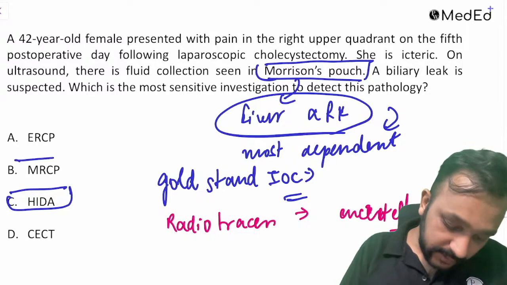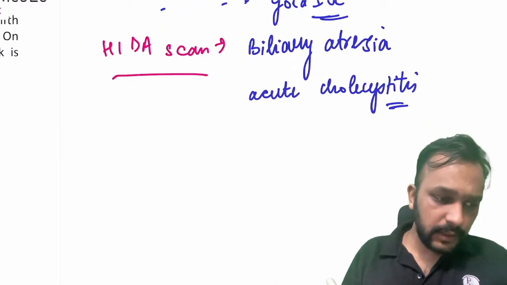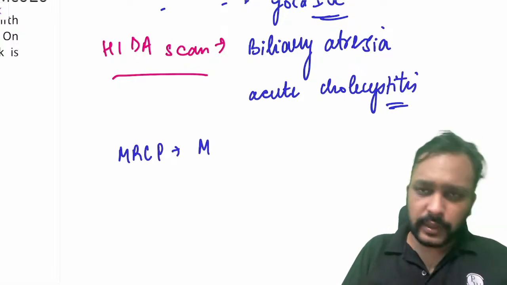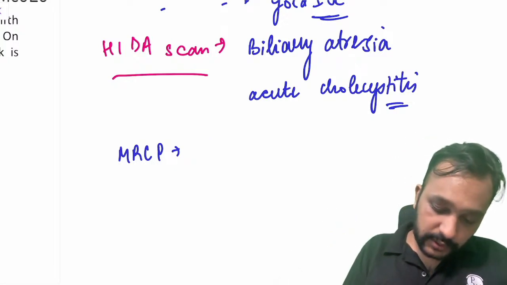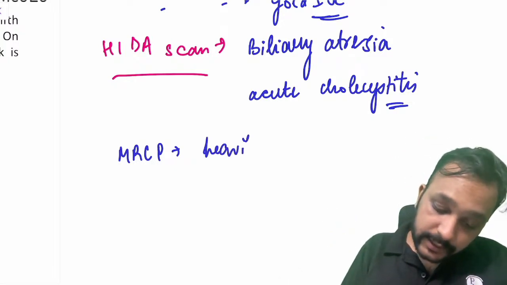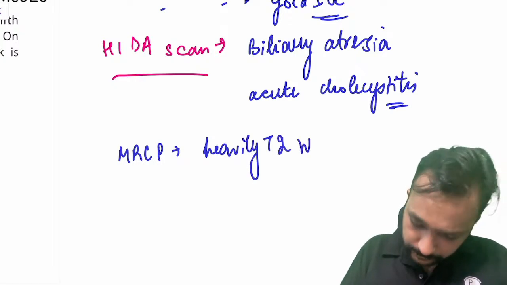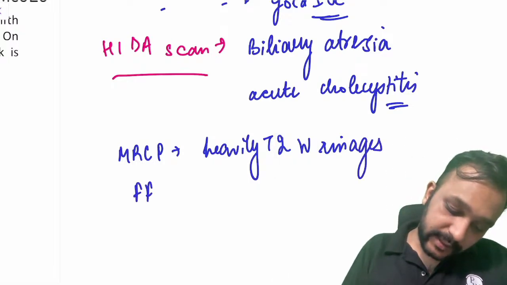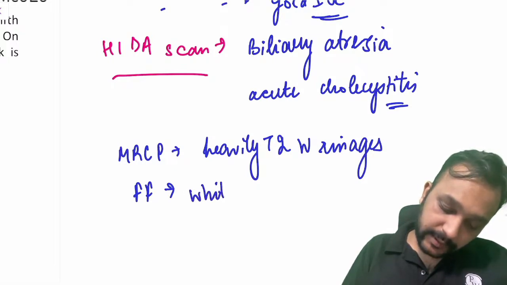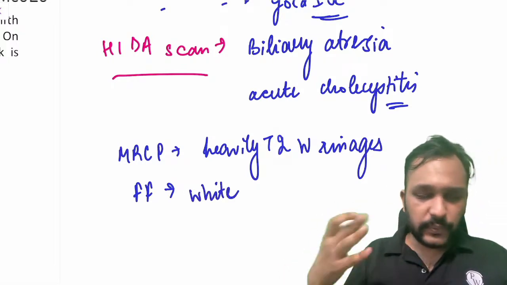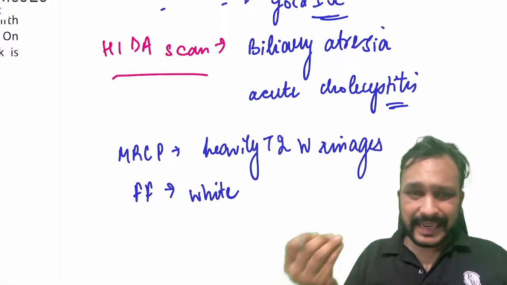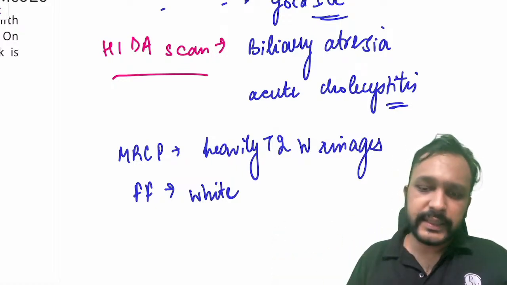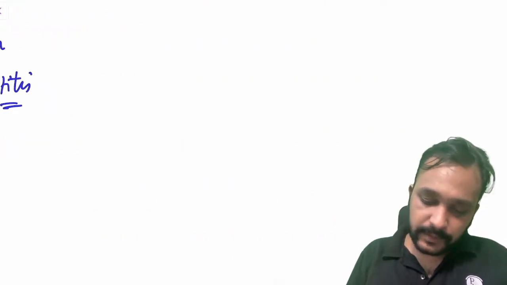Now let us talk about MRCP, right? What does MRCP stand for? It stands for magnetic resonance cholangiopancreatography. These are but your heavily T2 weighted images, and we all know what happens in T2 weighted images. The fluid appears white on T2 weighted images. So basically the bile within the biliary tract and the pancreatic juice within the main pancreatic duct will be very easily visible on the T2 weighted images, that is your MRCP images, right?